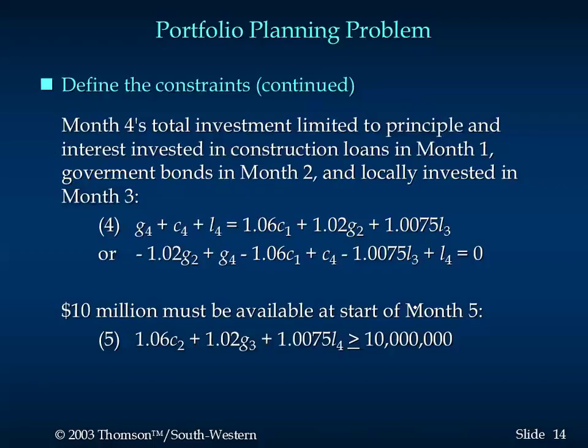Now, what happens in the fifth month? At the start of the fifth month, whatever I have left over at the end of the fourth month, rather, whatever I receive, so 1.06C2, 1.02G3, and 1.0075L4, should be greater than or equal to 10 million, since we wanted at least 10 million in hand.